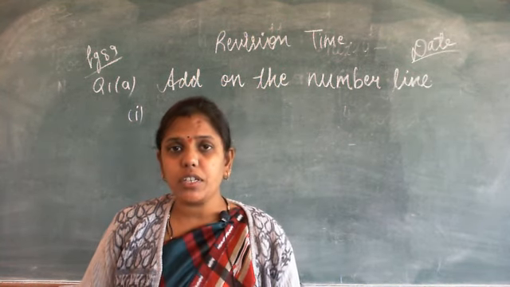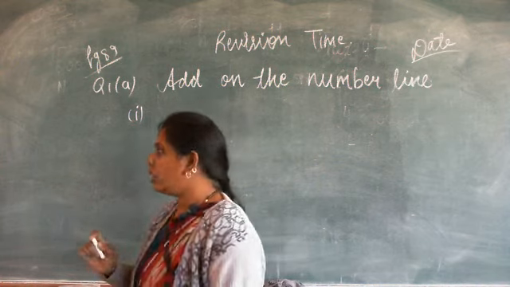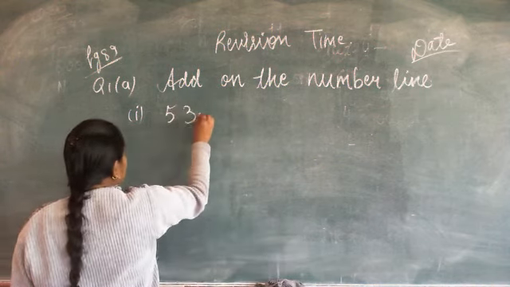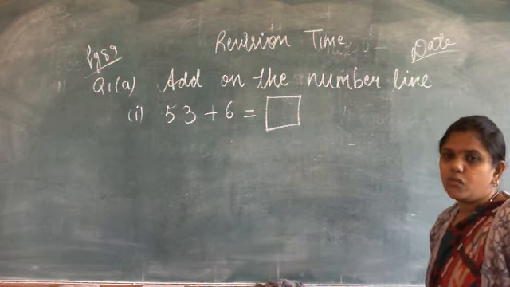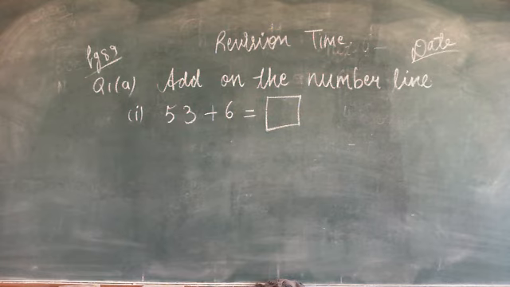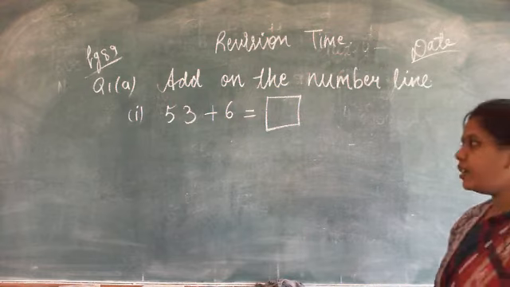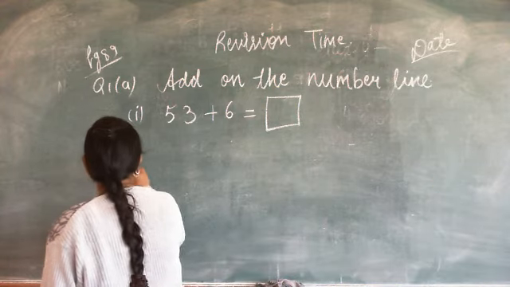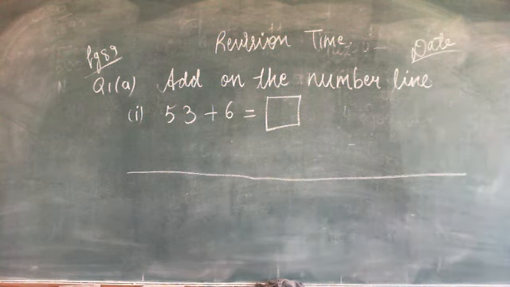The first given question in your book is 53 plus 6 is equal to. So first we will write the question. 53 plus 6 is equal to. We have to add these two numbers, but using a number line. So for that we draw a number line. Using a ruler, a scale, draw a straight line.